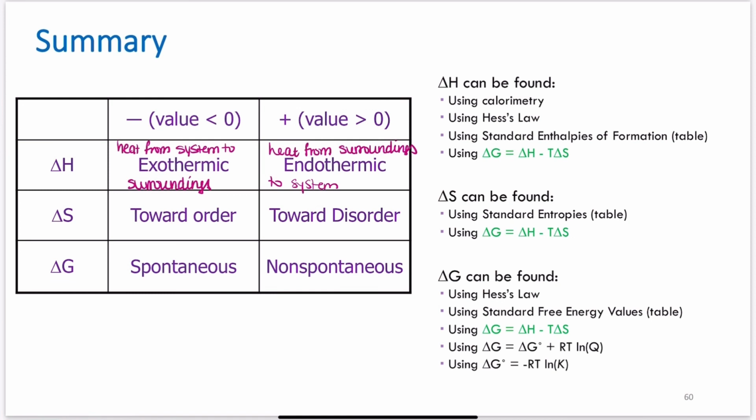Delta G equals delta H minus T delta S. Delta S I can find by using the standard entropies table. I can use delta G equals delta H minus T delta S. And the second law of thermodynamics tells me that I can actually measure this directly. If I can go to 0 Kelvin, I can measure this directly. Delta G, I can use Hess's law. You can also use Hess's law here.